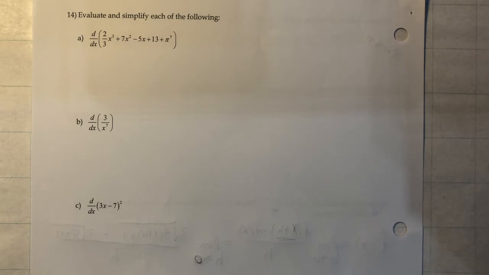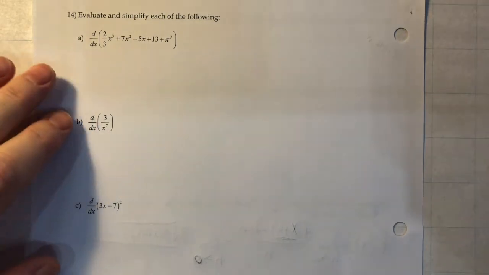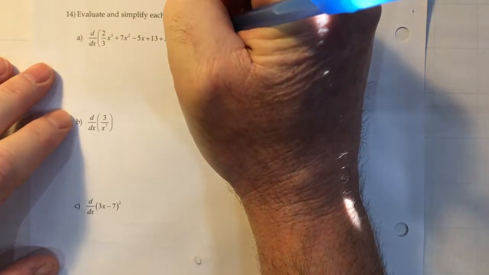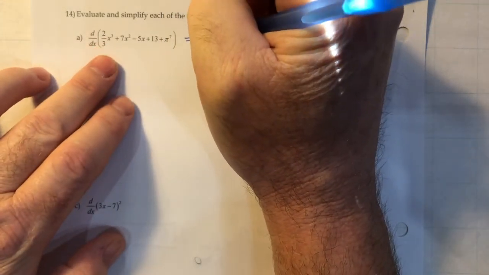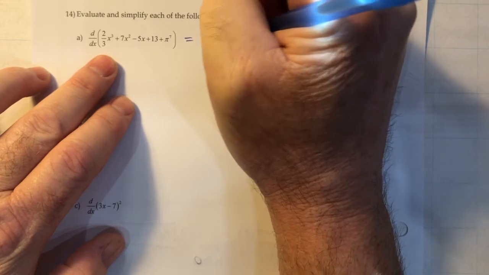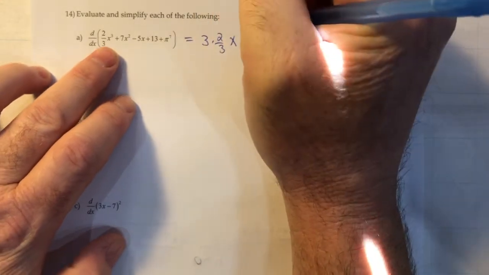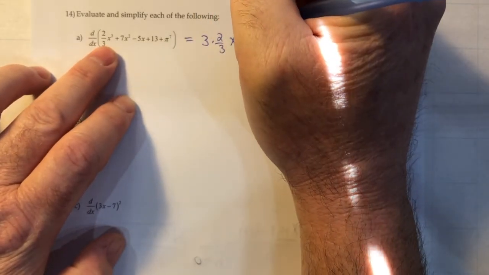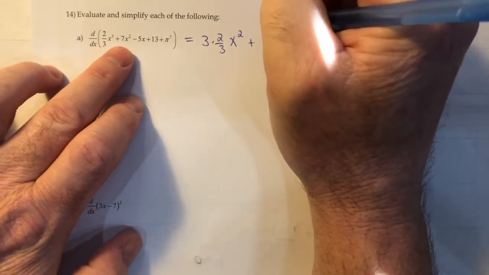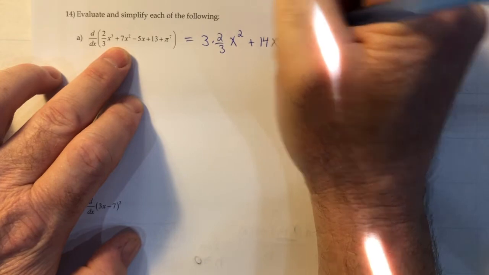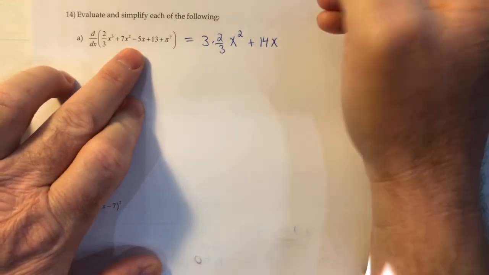All right, on to number 14, where we're going to evaluate and simplify some derivatives. But at this point, we get to use the power rule, so hopefully these are going to go much quicker than that last one did. So we have the 3 is the power. We bring that down, times the 2/3, which is already there, and x to the power 1 less, or 3 minus 1, which would be a 2. Bring that 2 down, multiply it with the 7, 14, x to the 1 less, or to the first.